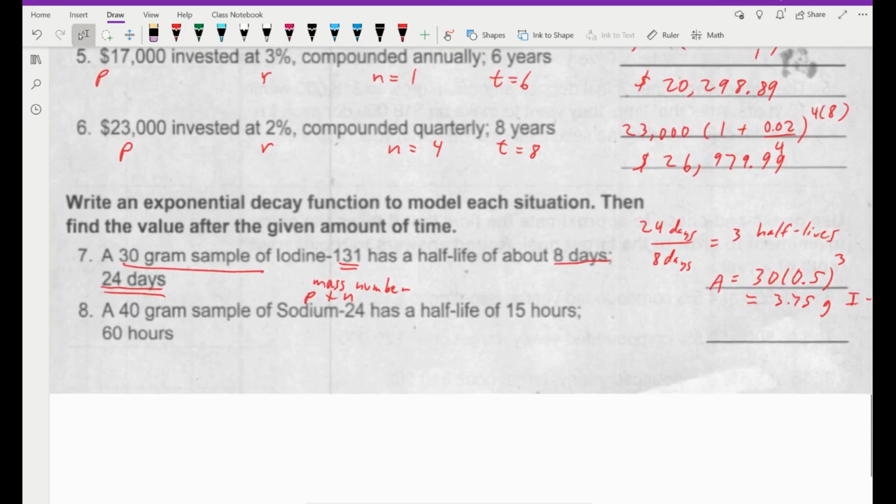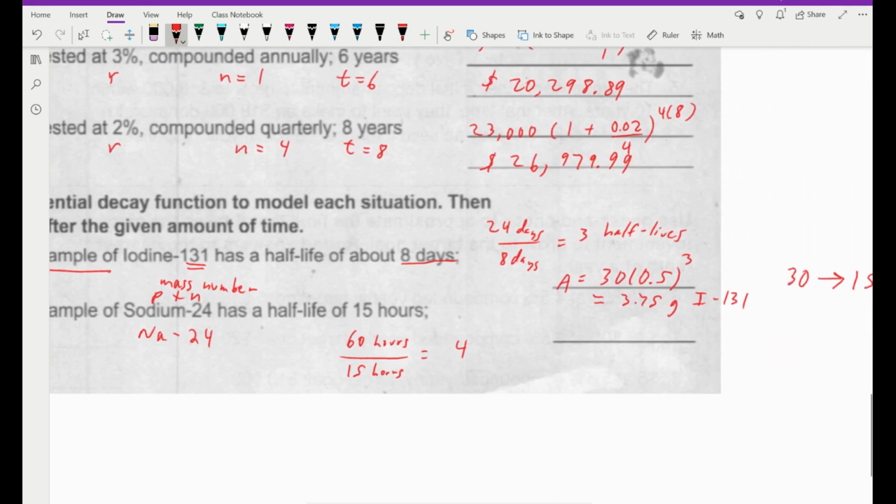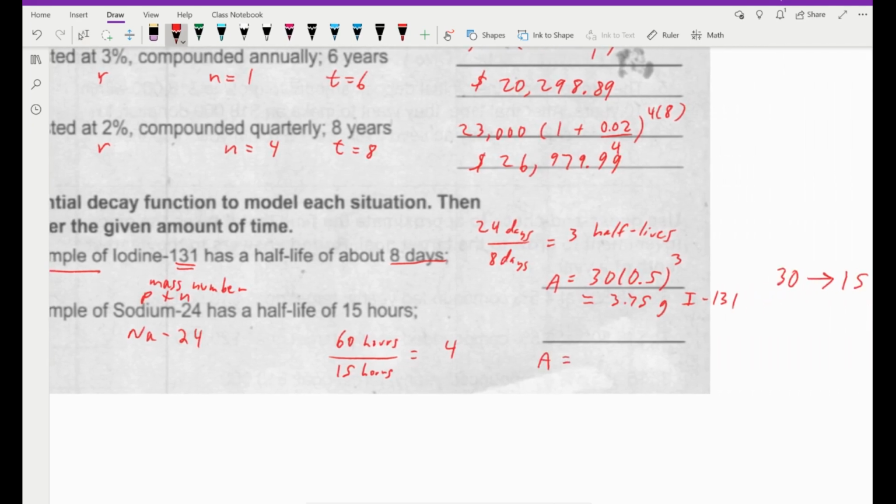Let's look at number 8. A 40-gram sample of sodium-24, Na-24, has a half-life of 15 hours. How much is left after 60 hours? Well, let's figure out. Let's do 60 hours divided by the half-life of 15 hours. So how many half-lives are there? How many times will this sample of sodium-24 split? Well, 60 divided by 15 is 4. So there's going to be 4 half-lives. The starting amount is 40 grams times 0.5 raised to the 4.